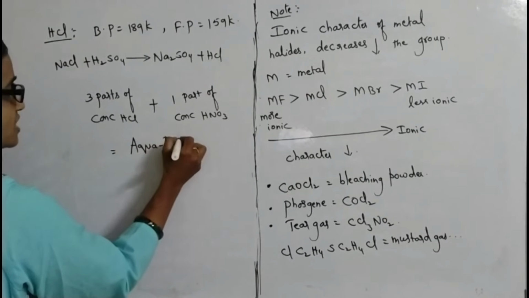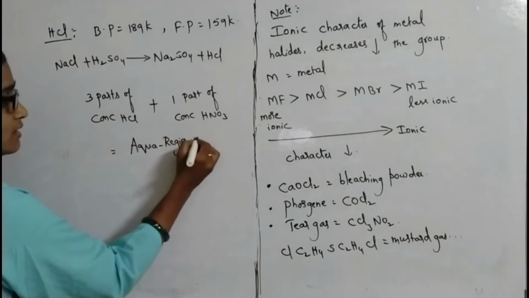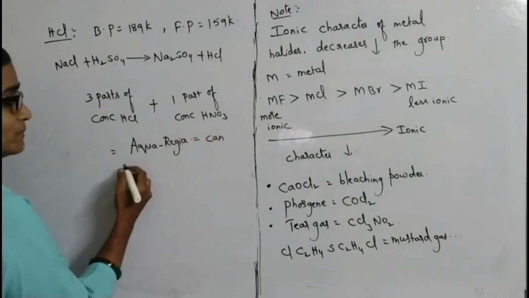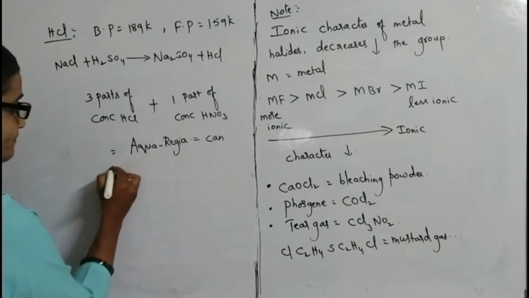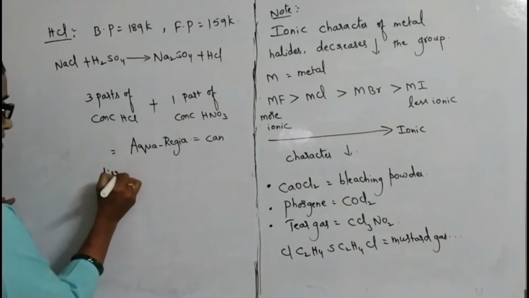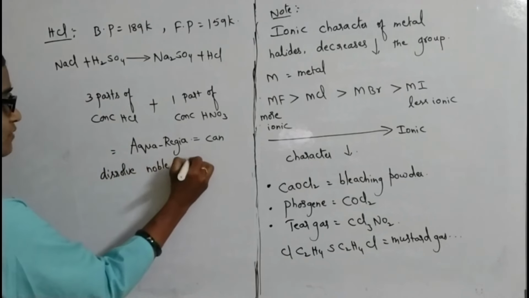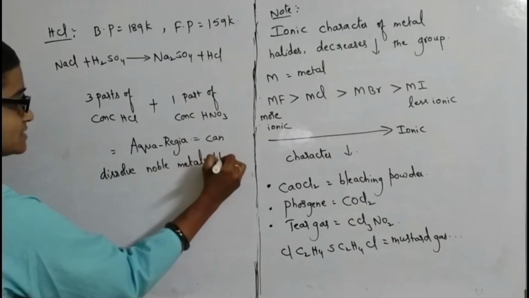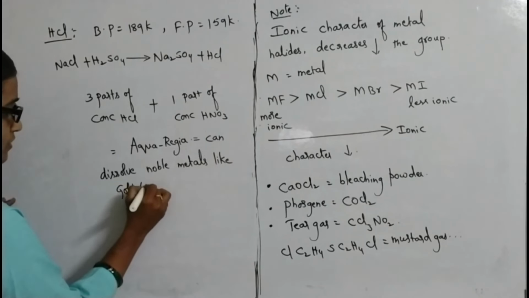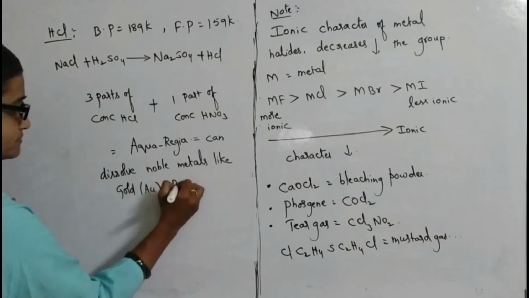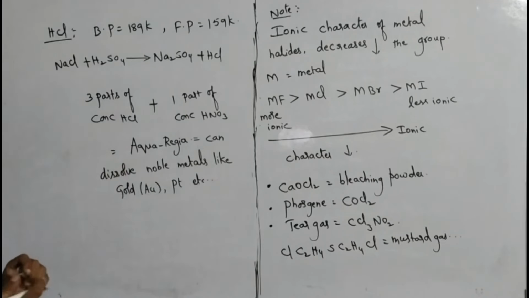Aqua regia. This mixture is called what? Aqua regia. Okay, this mixture can dissolve noble metals like gold (Au) and platinum. Mercury can also be dissolved in aqua regia.